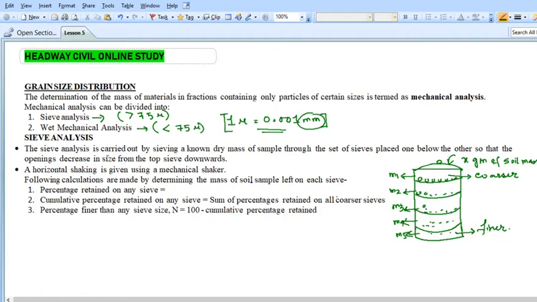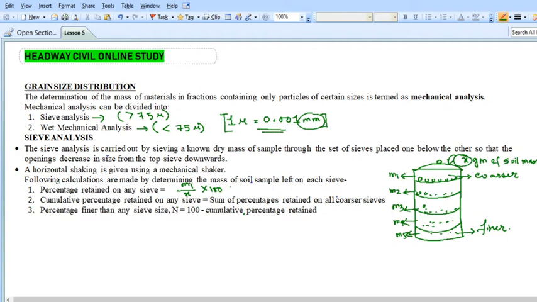Next, after calculating the mass that is retained on each of these sieves, we need to find out the percentage of mass retained on each sieve. How to find it out? See, here it's a percentage of mass retained on each sieve. In the first sieve M1 is retained, and the total mass is X, so we'll write M1 divided by X into 100. For M2 it will be M2 by X into 100, M3 will be M3 by X into 100. I'll show you in the tabulated format and with an example at the end of this video.